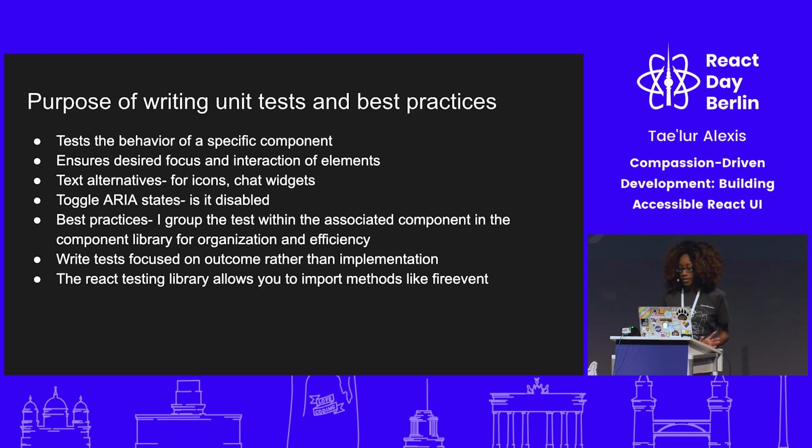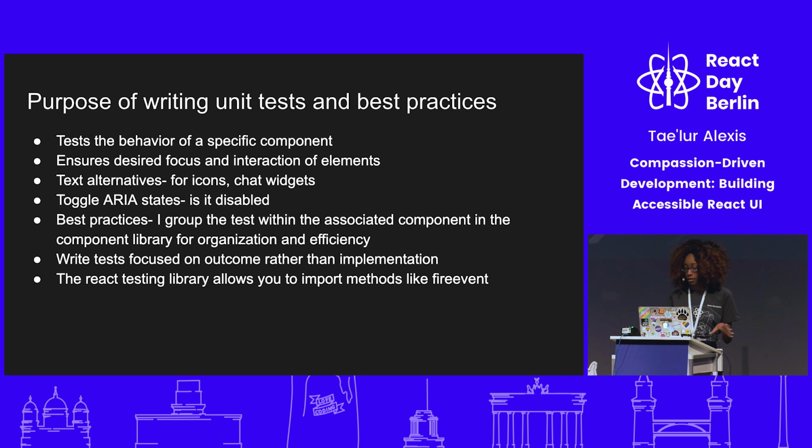The purpose of writing tests in general, just to summarize, is a way for you to test little components and test for accessibility. For instance, toggling ARIA states: is it disabled or is it enabled? Text alternatives: are the icons and the chat widgets and everything all with proper text alts? And also keep in mind to write tests focused on outcome rather than implementation.